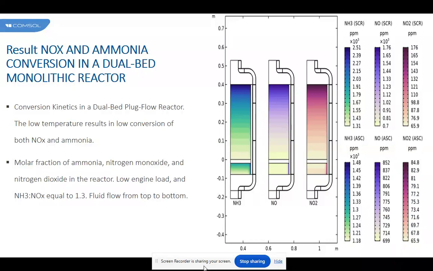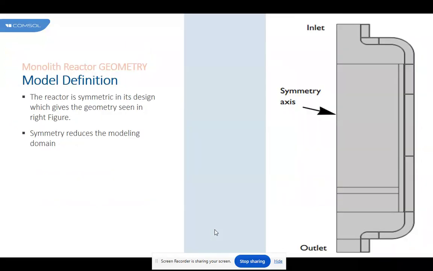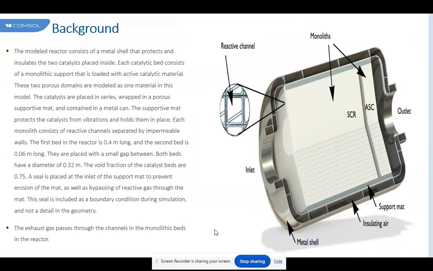Model geometry. The model reactor consists of a metal shell that protects and insulates the two catalysts placed inside. Each catalyst bed consists of a monolith support that is loaded with active catalytic material. These two porous domains are modeled as one material. In this model, the catalysts are placed in series, wrapped in a porous supportive mat, and contained in a metal can. The supportive mat protects the catalysts from vibrations and holds them in place.